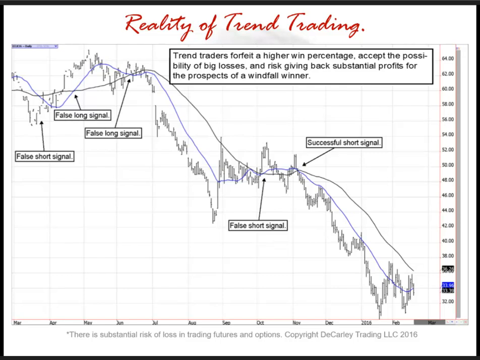So here's just an idea of what life as a trend trader might look like. And just to reiterate the point, trend traders forfeit a higher winning percentage. They accept the possibility of big losses and risk giving back substantial profits before the prospects of a windfall winner. And even when they do catch a big ride, the nature of most trend trading systems is to trail stops very deeply, so they end up giving a lot of their profits back. So also keep that in mind.